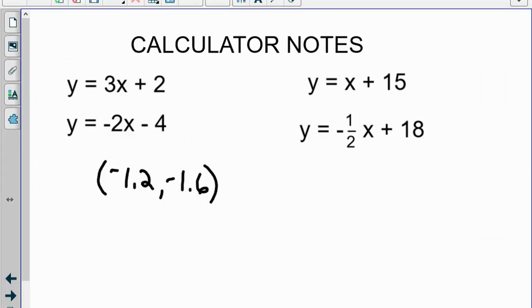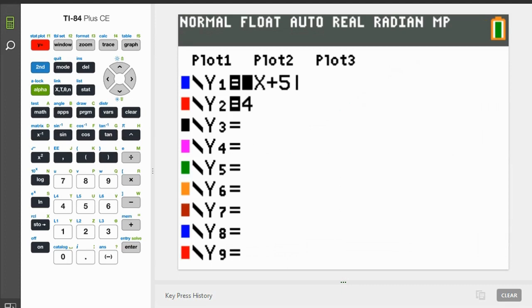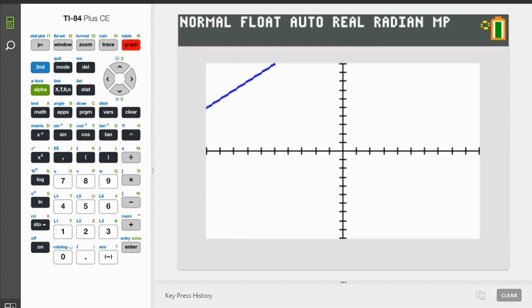All right, now let's move on to the second question, which is y equals x plus 15 and y equals negative 1/2 x plus 18. So we will type this in, x plus 15 and negative 1/2 x plus 18. So I have x plus 15 and negative 1/2 x plus 18.